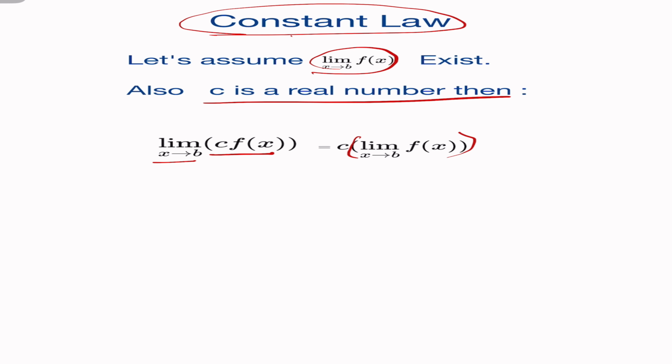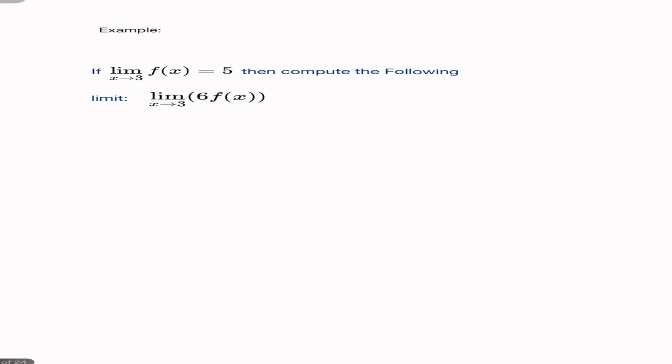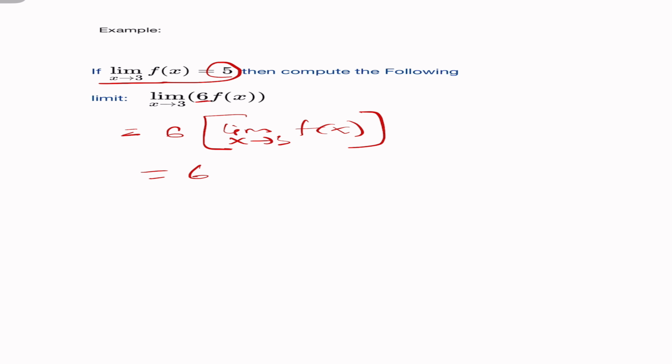Okay, so let's look at an example here. The limit as x approaches 3 of f of x is just 5, and c is the constant. So we simply take the c out of the limit. It's going to be 6 times the limit as x approaches 3 of f of x, so 6 times 5. This is 30. So that will be our answer.